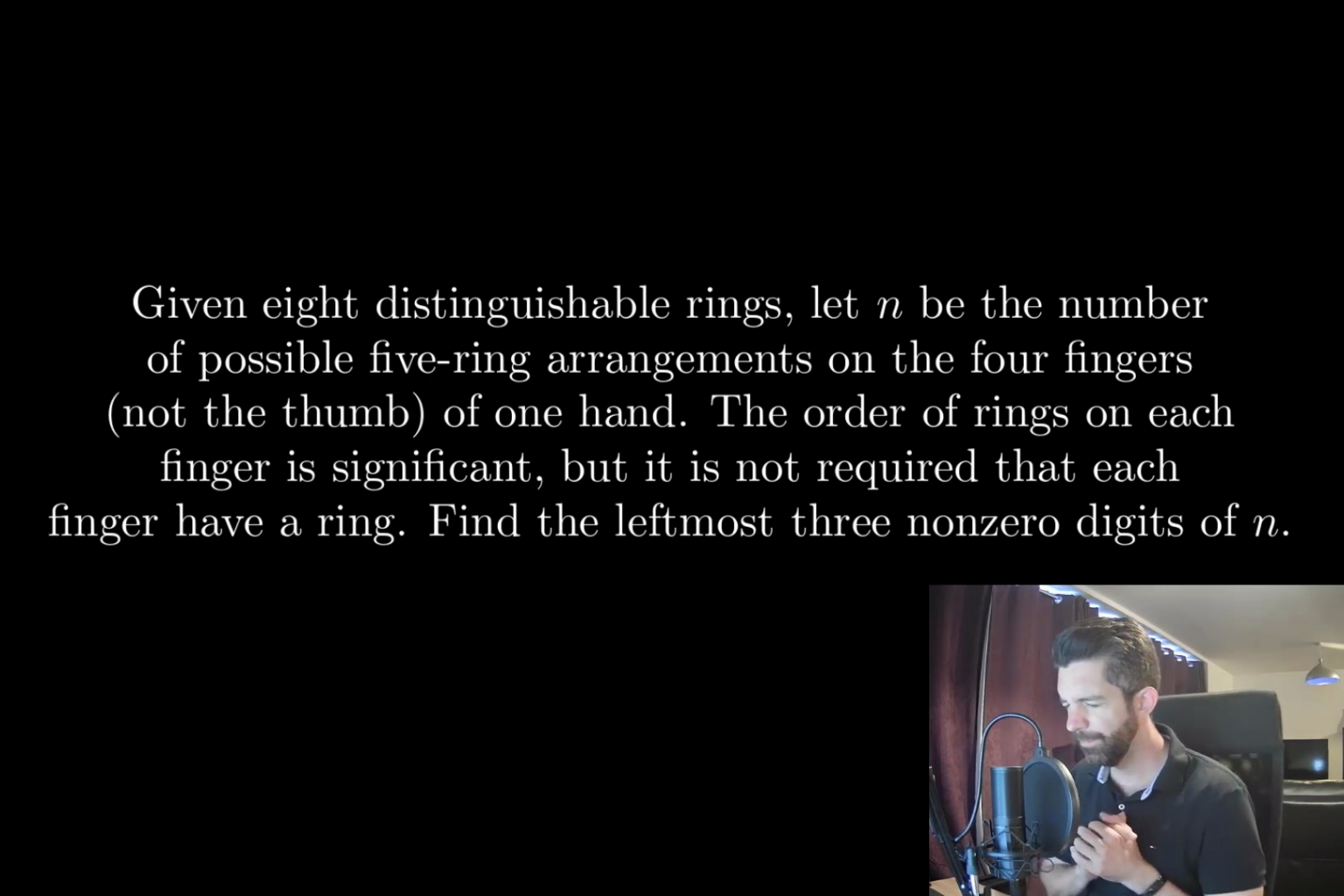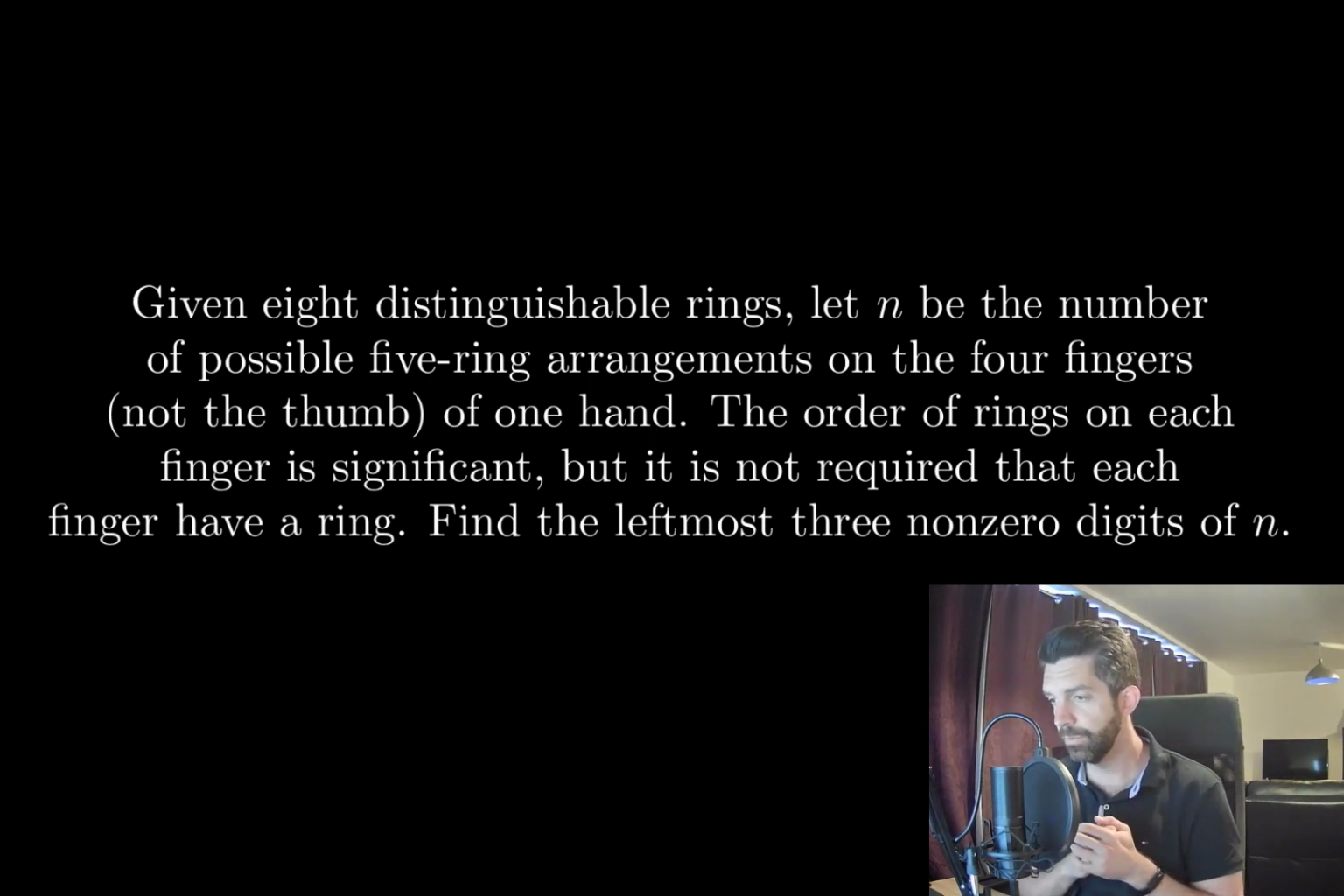So my first inclination here is, let's forget about the fact that we have 8 rings. Let's imagine we only have 5 rings, because at the end of this, if we just count all the arrangements of 5 rings on 4 fingers, then we'll just have to multiply that result by 8 choose 5. And the order matters.